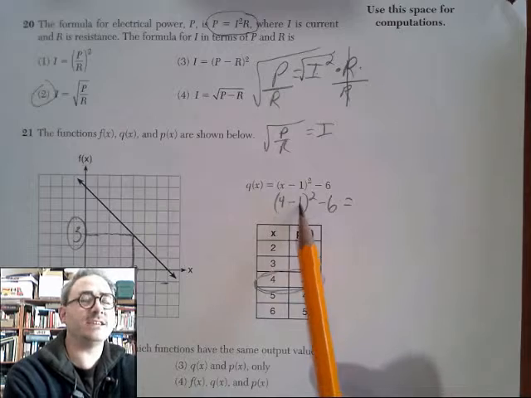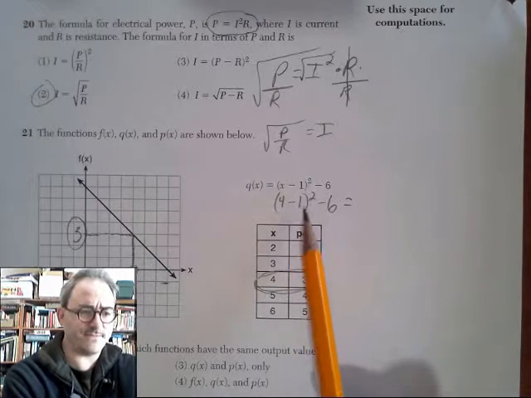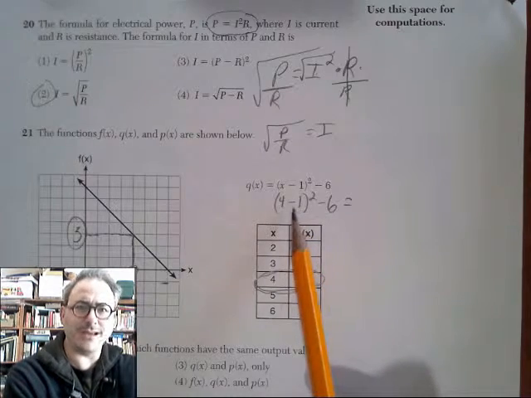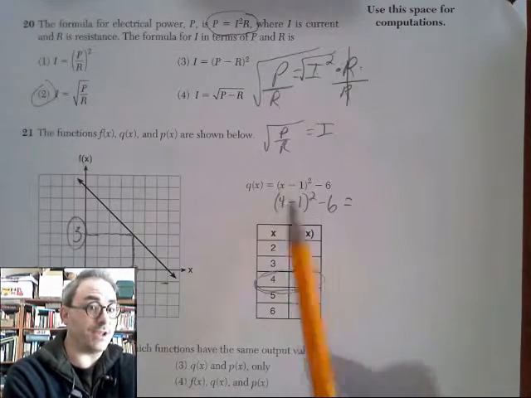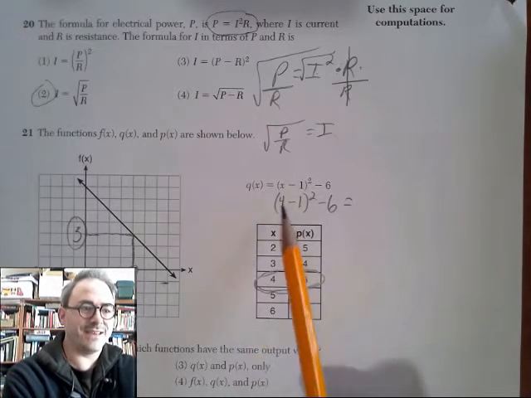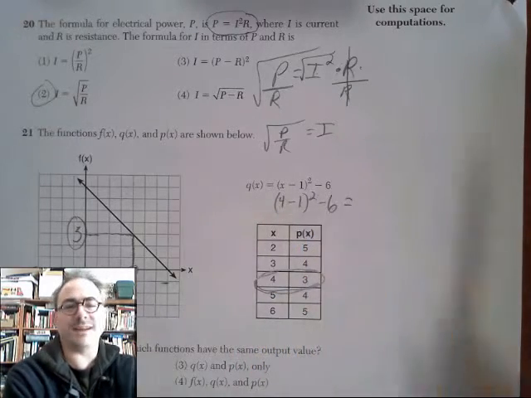4 minus 1 is, remember, I do what's in parentheses first. 4 minus 1 is, sorry, did I say 2? 4 minus 1 is 3. Okay. 3 squared is 9. All right. Got to do my exponents next. So 3 squared is 9, and then 9 minus 6 is 3.